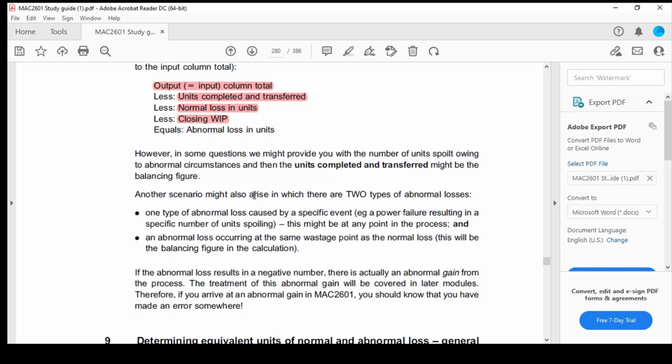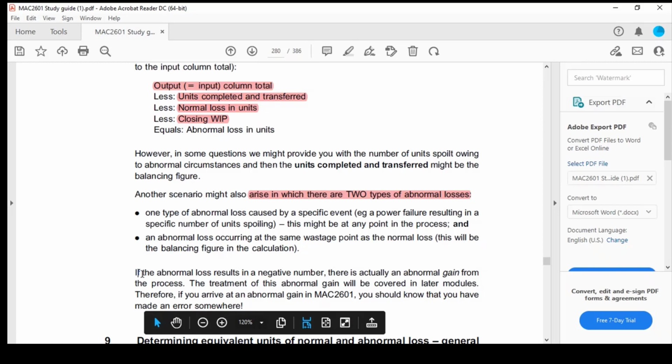Another scenario might arise where two types of abnormal losses are there. There's one type of abnormal loss caused by a specific event, like power failure. This might be at any point in the process. And the other time, they might give you a scenario where your abnormal loss occurs at the same wastage point as the normal loss. Okay, so just be alert of that.